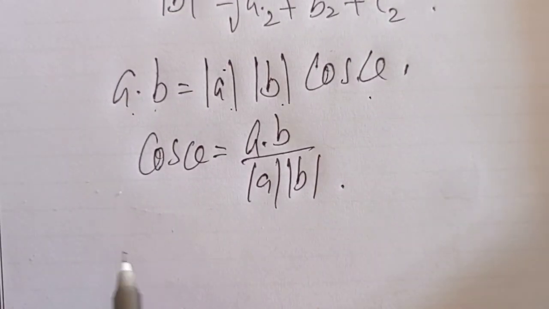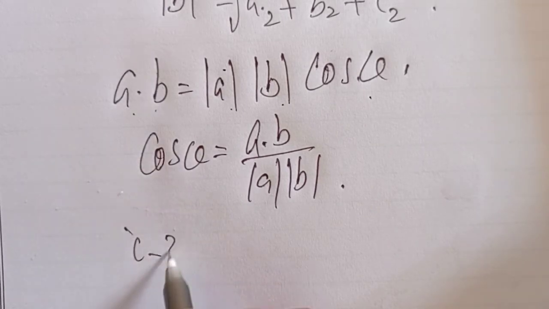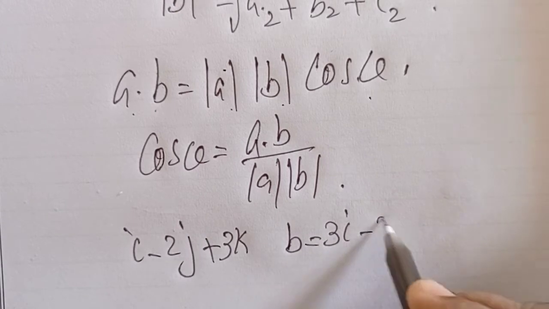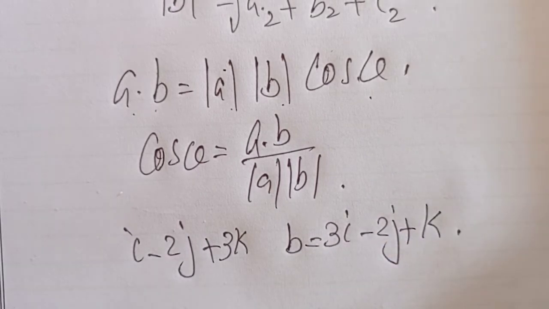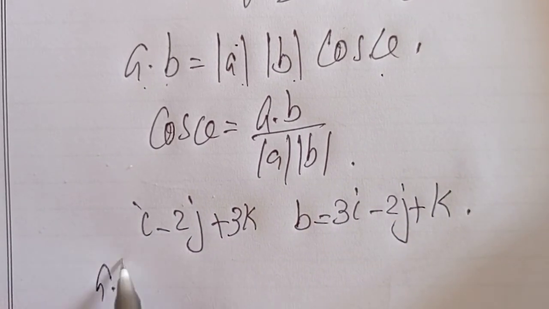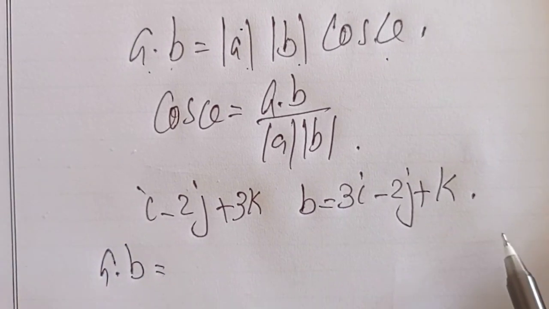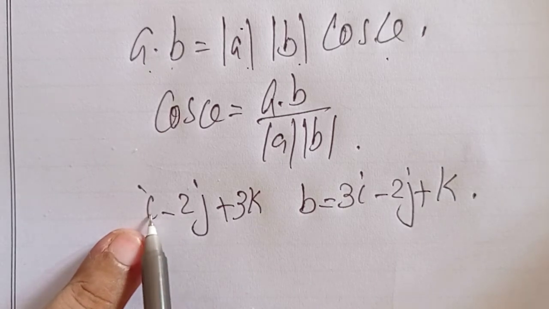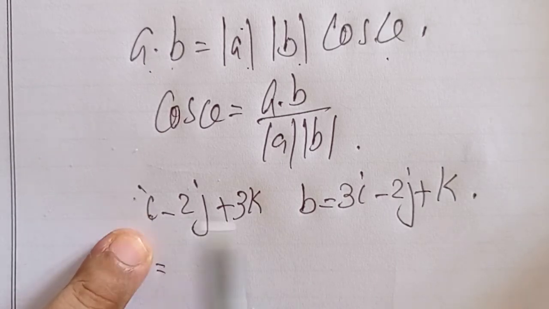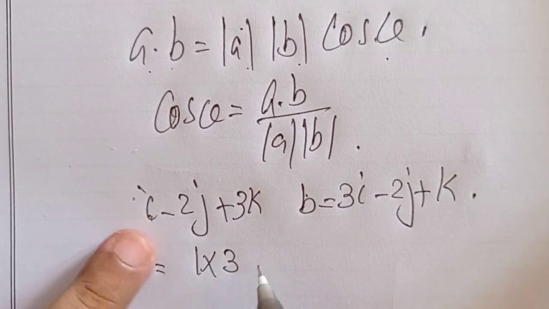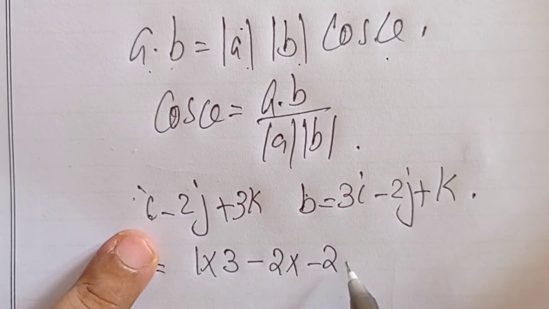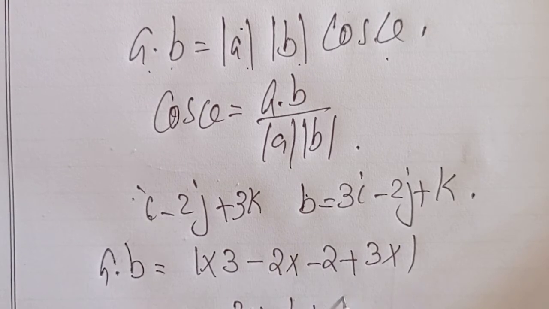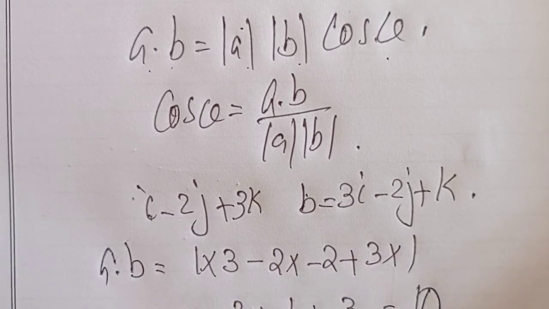What is your question? Your question is A is i minus 2j plus 3k and B is 3i minus 2j plus k. Then all of you find A dot B. Those who did not know how to find A dot B, once again all of you look here. The coefficient of i is 1 into 3, minus 2 into minus 2, plus 3 into 1. 3 plus 4 plus 3. Is it 10?